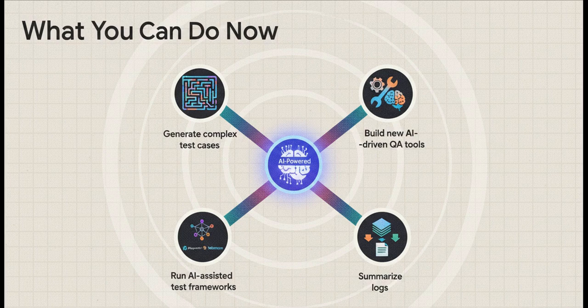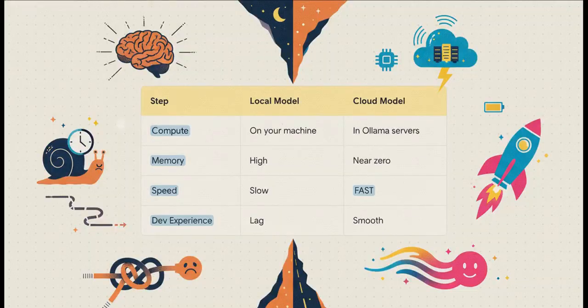Imagine building a tool that uses AI to automatically write and run tests for new features. We're talking about that level of power. Let's just put these two side by side because it really drives the point home. With a local model, your machine is doing all the work, your memory is getting eaten up, it's slow, and the whole experience is just laggy. With the cloud model, the compute is on Ollama's servers, your memory usage is almost nothing, the speed is fast, and the experience is just smooth. It's a night and day difference.